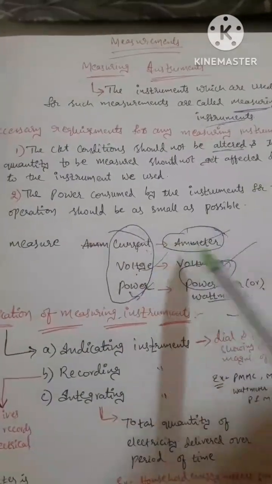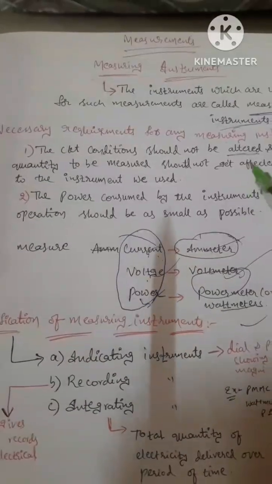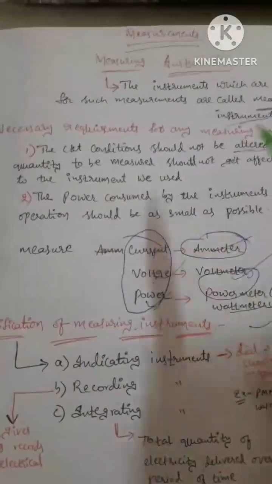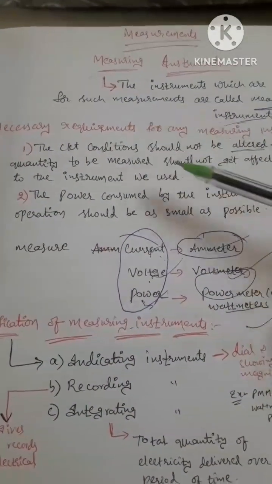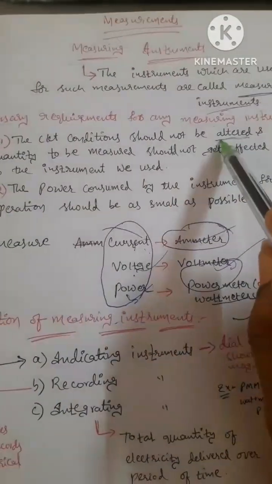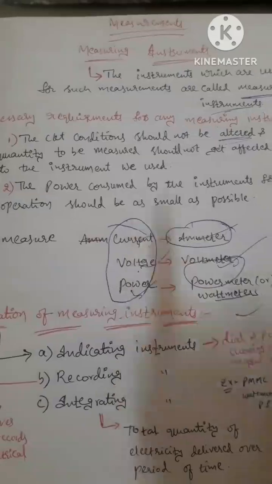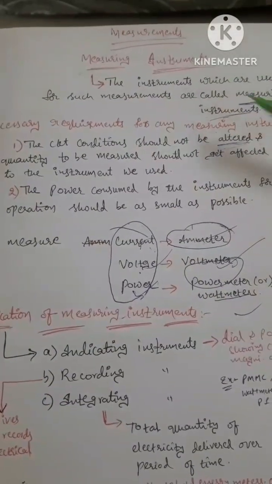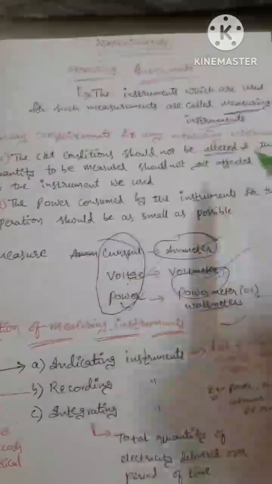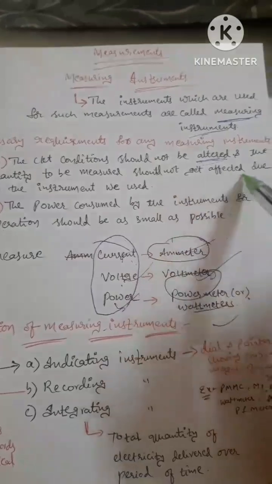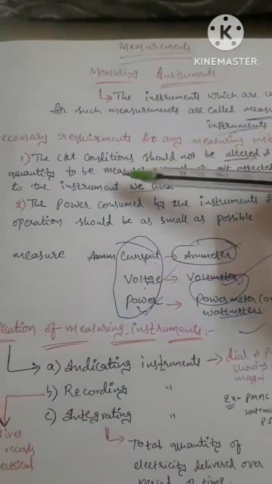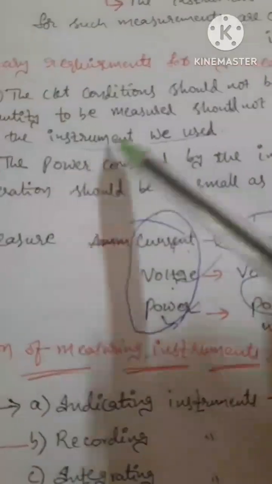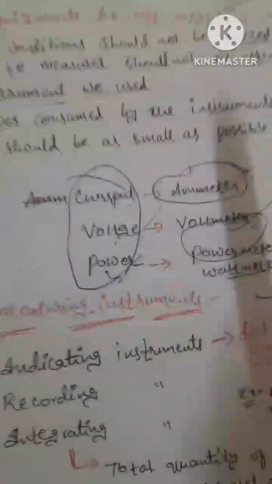So for these measuring instruments, what are the necessary requirements that we need? The first necessary requirement for a measuring instrument is that the circuit conditions should not be altered. Altered means should not change. The circuit conditions, it may be a value or anything, should not be changed. And the quantity to be measured should not be affected due to the instrument that we used. This is the first necessary requirement for a measuring instrument.